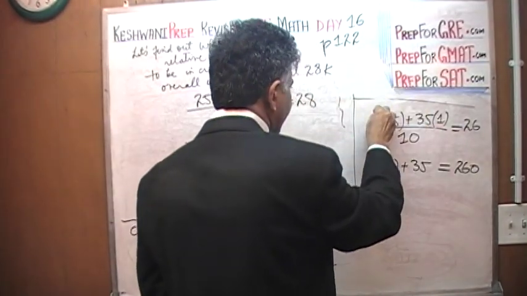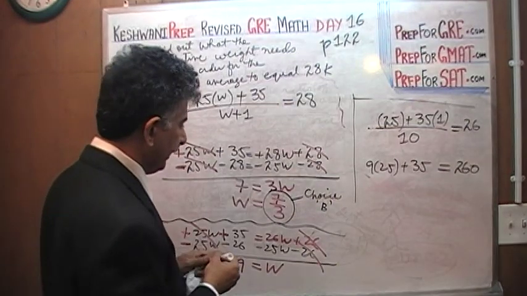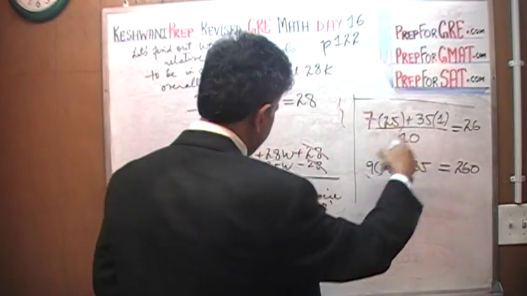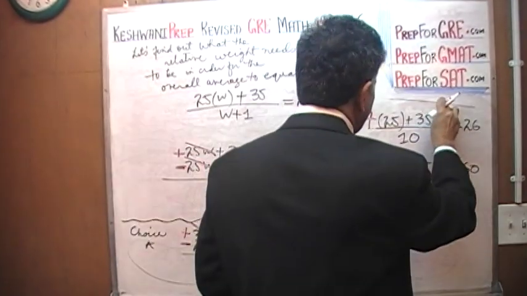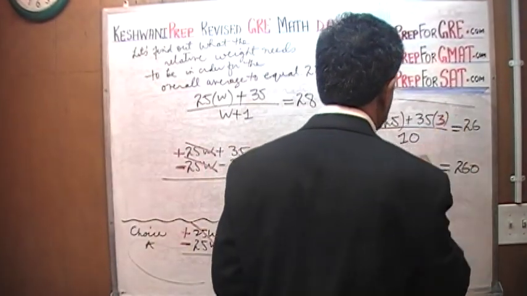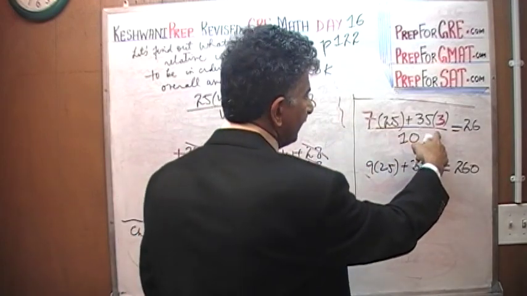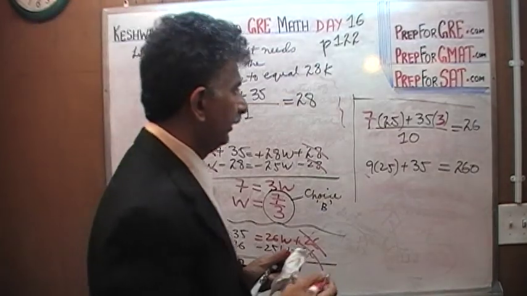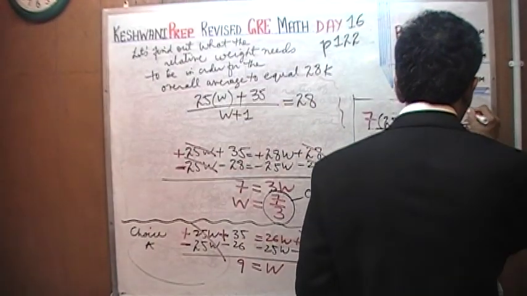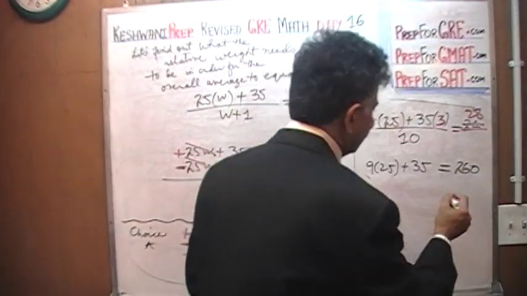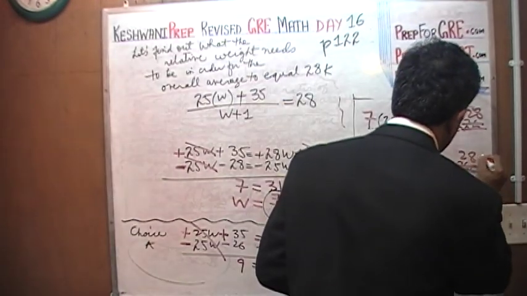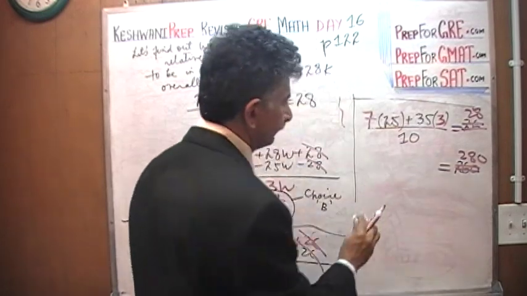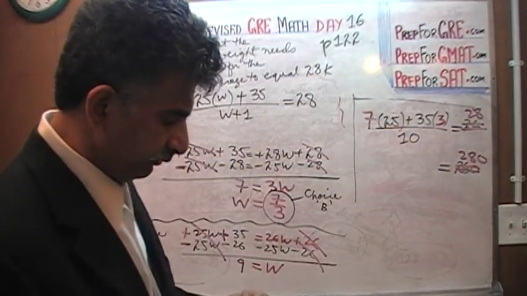So now the first weight, instead of 9, will be 7. The second weight, instead of being 1, is going to be 3. And now we have 7 people plus 3 people. Oh, it's still 10. What do you know? 7 plus 3 is 10. And the overall average, instead of 26, will be 28. So this quantity, instead of being 260, will be 280. And let's find out what this gives us.